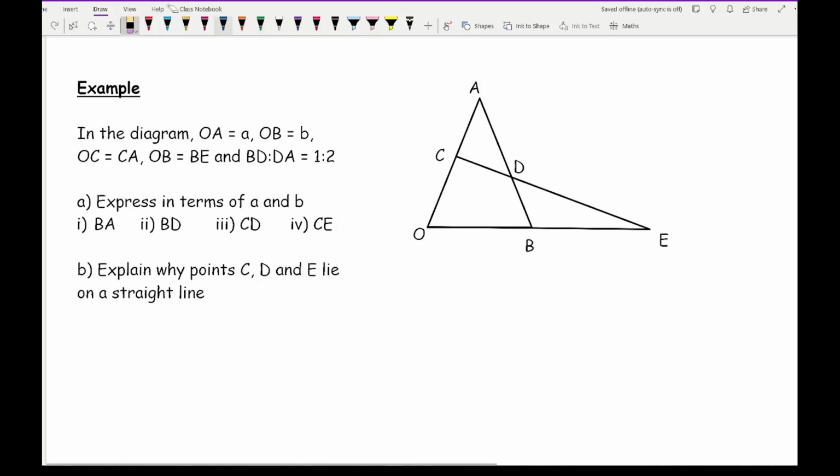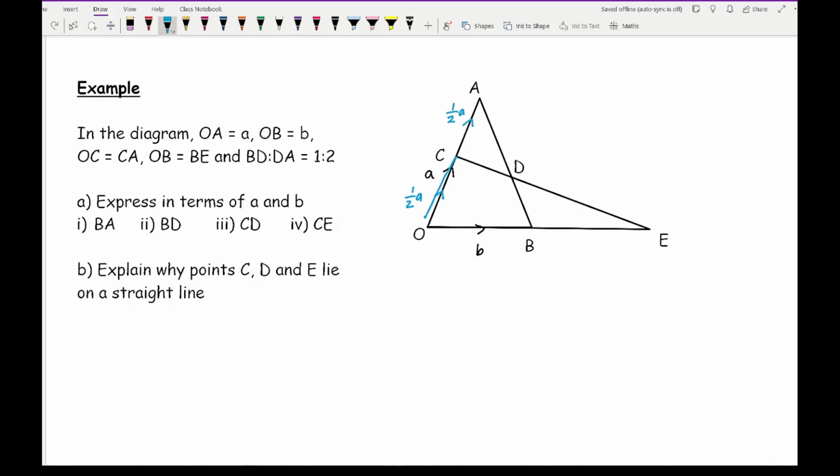So from this it says OA is A, which none of this diagram is labelled, so let's label it. So O to A is A. And it says O to B is B. And it says OC is the same as CA, so it's a midpoint. So this is going to be here. So this line here is going to be a half A, and that line there is also going to be a half A.